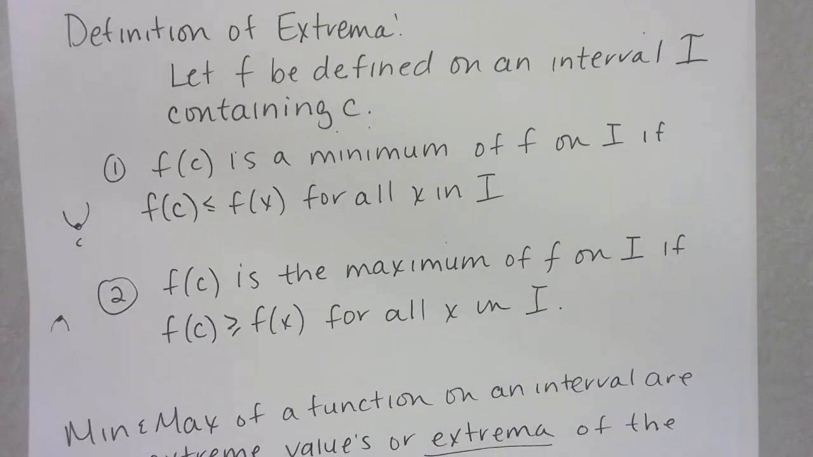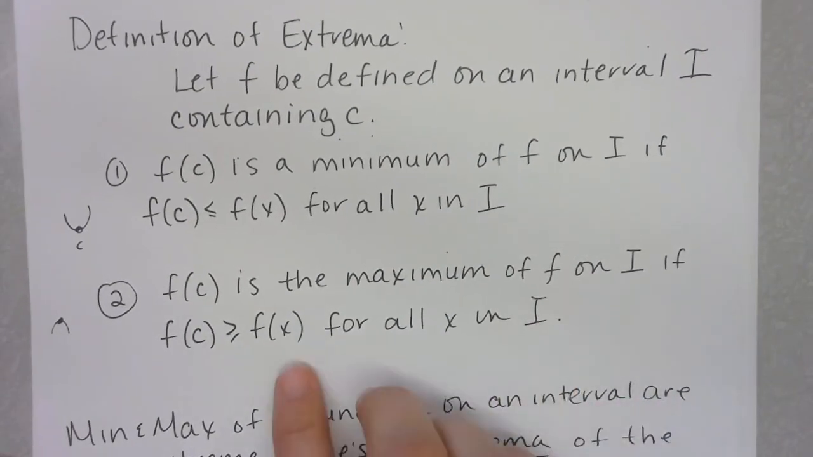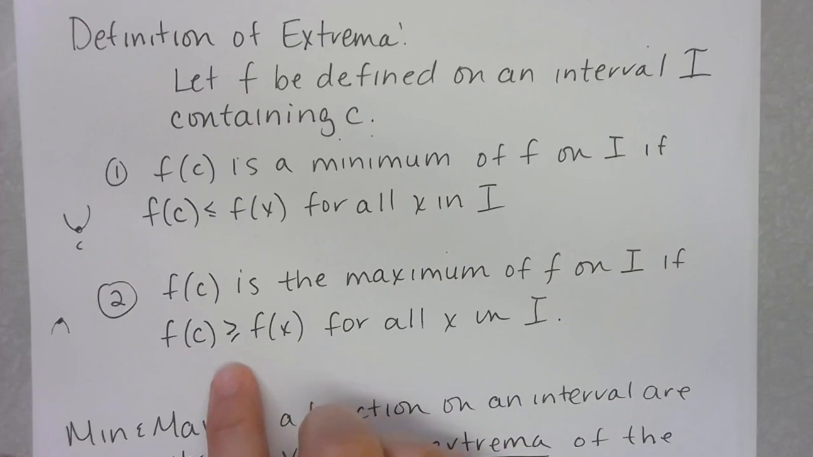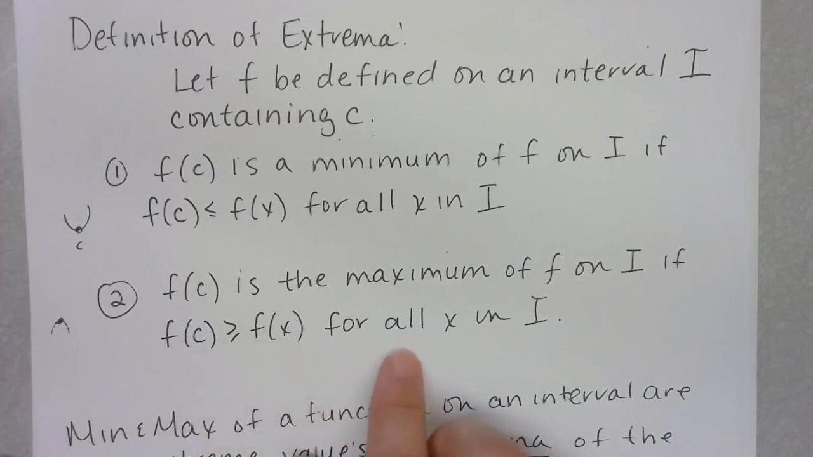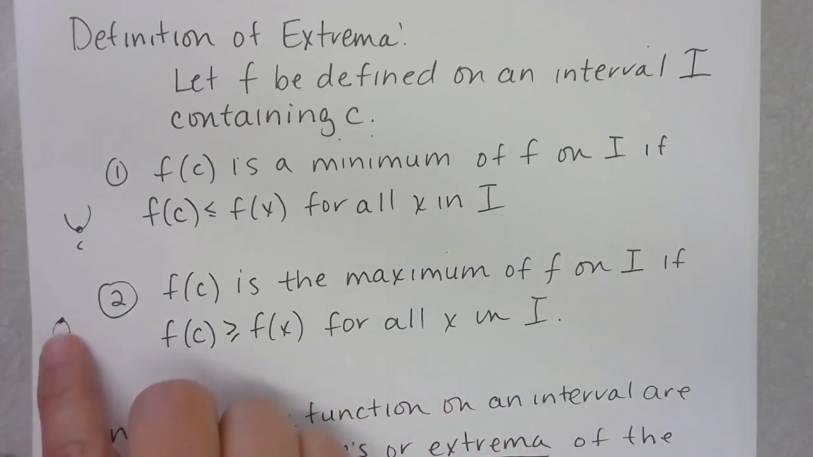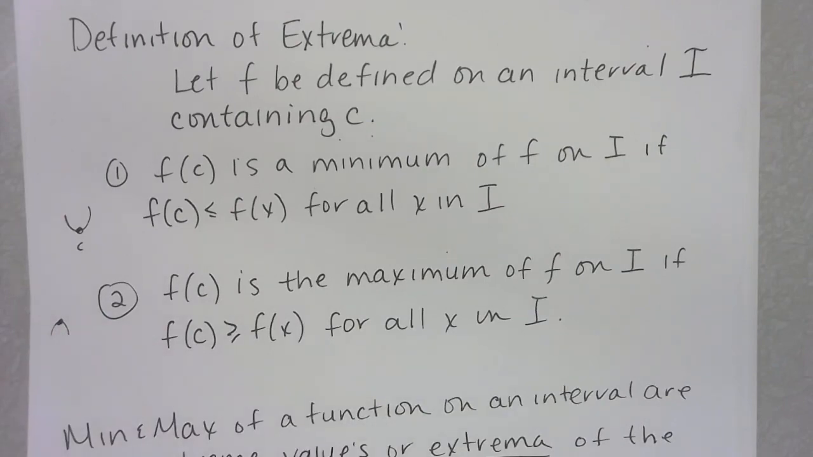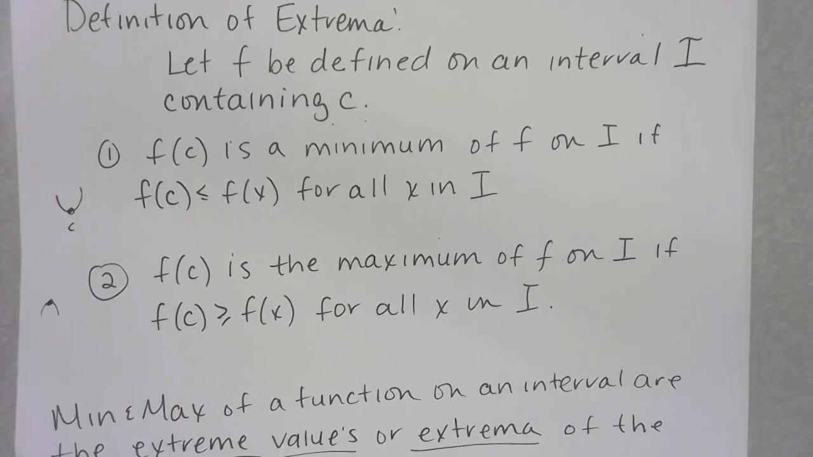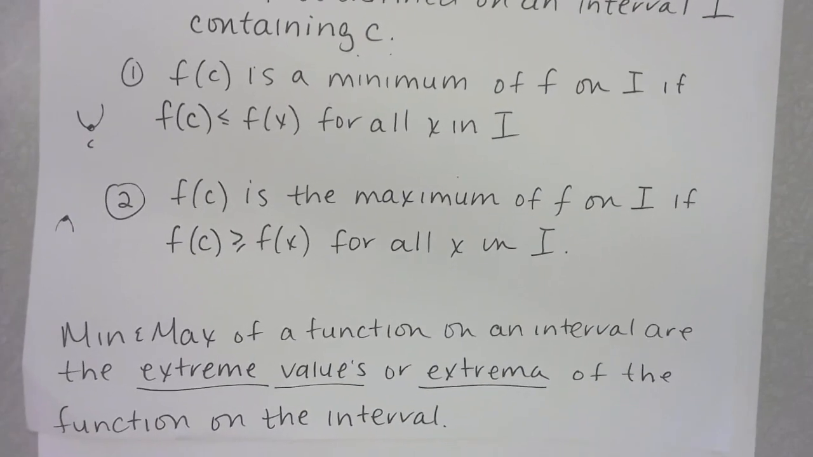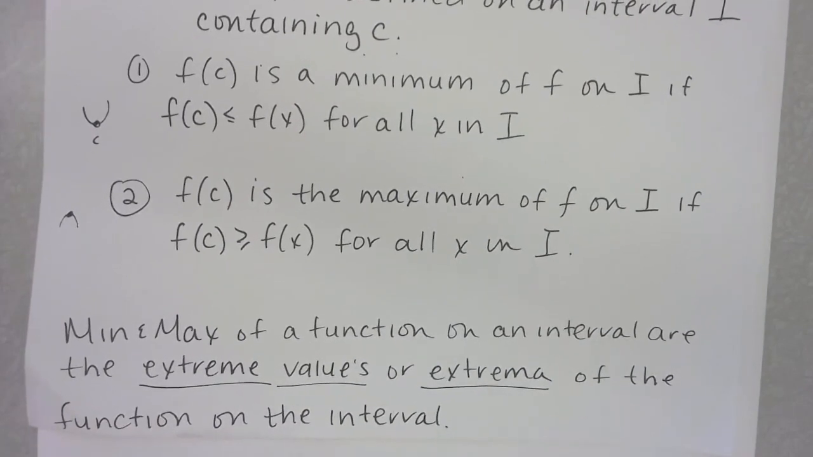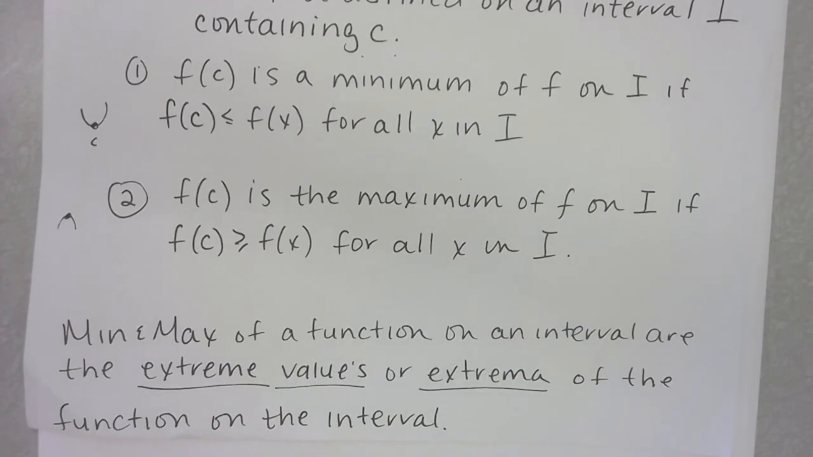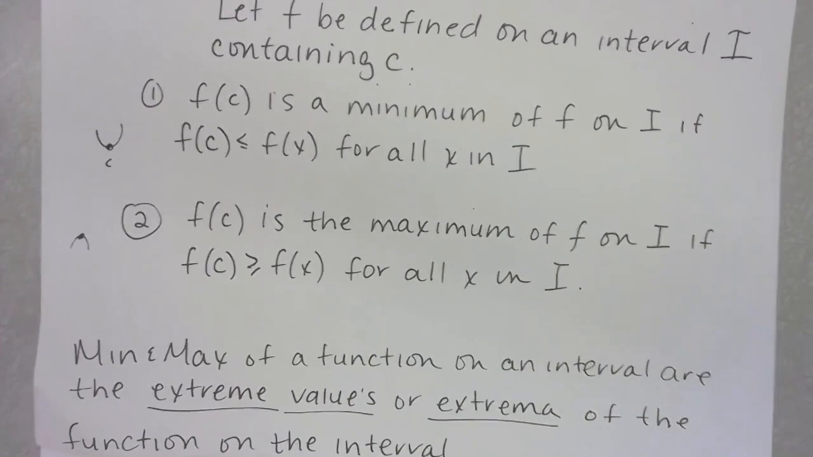And f of c is a maximum of f on I if f of c is greater than or equal to all the rest of the y values in the interval as well. So I get this little piece like this where the y value is the biggest. The minimum and the maximum value of a function on an interval are what we call the extreme values. We say extrema for multiple, meaning we want to find both the min and the max of the function on an interval. So that's just some vocabulary.